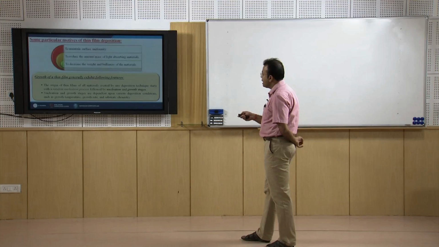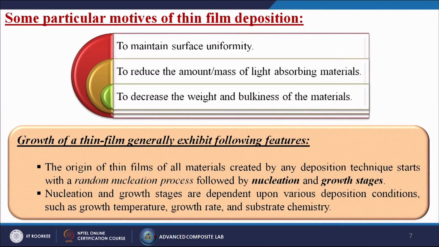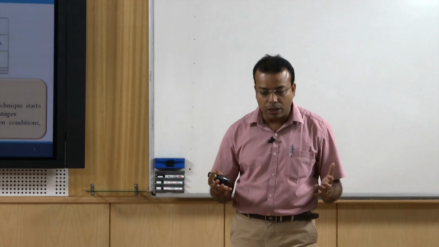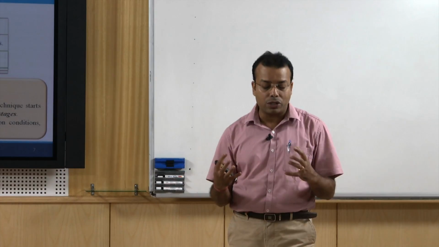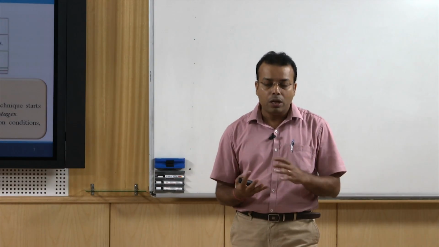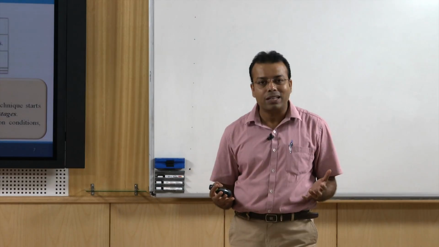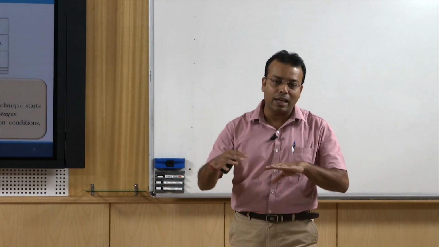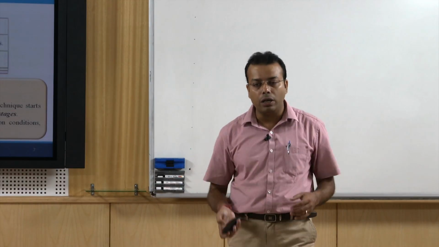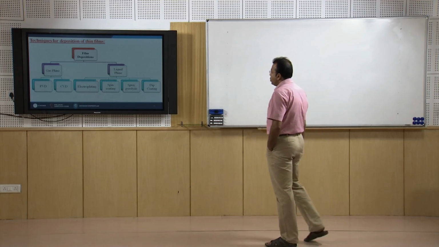Growth of a thin film generally exhibits the following features. The origin of thin films on all materials created by any deposition technique starts with a random nucleation process followed by nucleation and growth stages. Nucleation and growth stages depend upon various deposition conditions such as growth temperature, growth rate, and substrate chemistry. So, it depends upon our requirement, how many layers we are going to make on the substrate, what the substrate conditions are, and how much temperature the substrate and the thin films can sustain. It depends upon what property we are going to achieve. Depending upon that, we can go for single layer or multiple layer deposition onto our substrate.